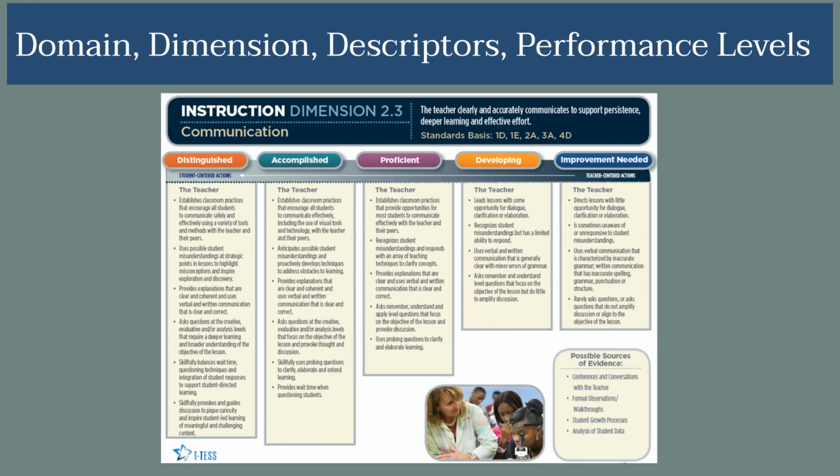Let's take a look at how a single dimension is formatted in the rubric. This is Dimension 2.3, Communication. Notice the shift across performance levels. On the far right, you have Improvement Needed and Developing, which feature heavily teacher-centered actions. For example, under Developing, a teacher leads a lesson with some opportunity for dialogue.